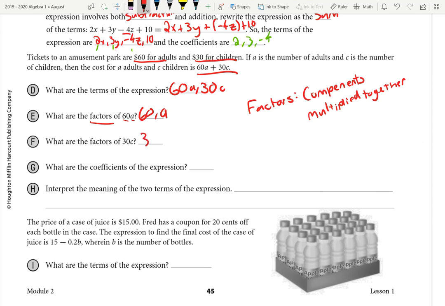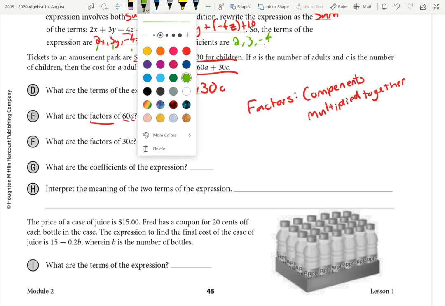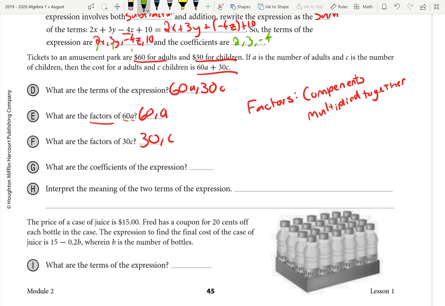Well, similarly, it's the same thing. 30 and c are the factors that are being multiplied together to create that term 30c. What are the coefficients of the expression? So the coefficients, again, let's go back to my coefficient column, which is light green. Coefficients are the numbers that go with that variable. So 60 is the coefficient for A, and 30 is the coefficient for C.